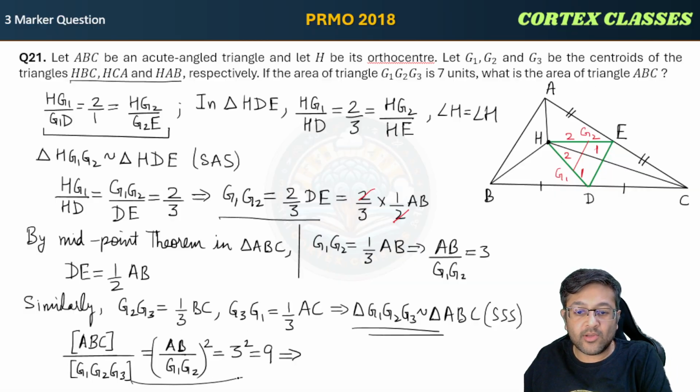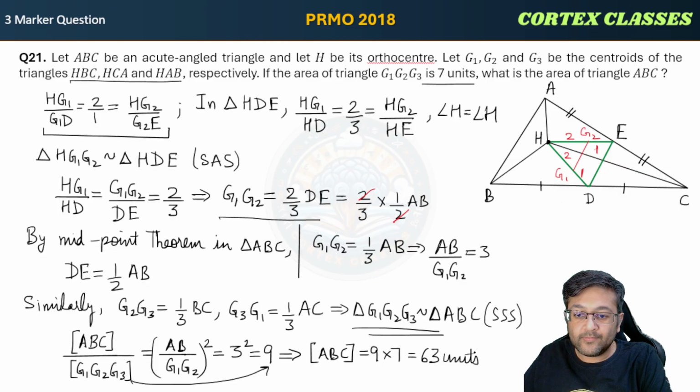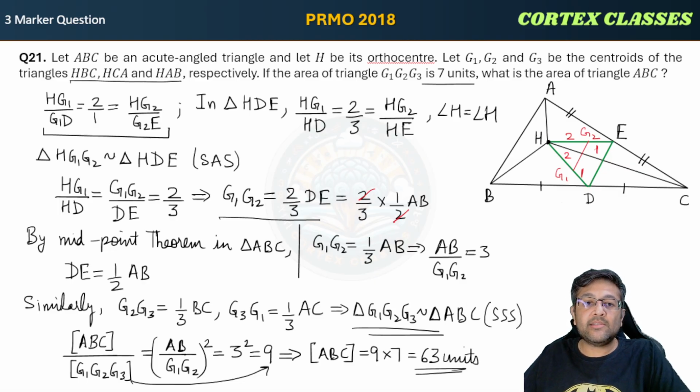So you can now cross multiply this value to get the ABC area. So guys, what is the area of triangle ABC? 9 times the area of triangle G1, G2, G3, and that is given to us to be 7 units, right? So 9 into 7, the answer should be 63 square units, of course, or whatever the units of area are. So 63 units. That's it, guys. That's the final answer.